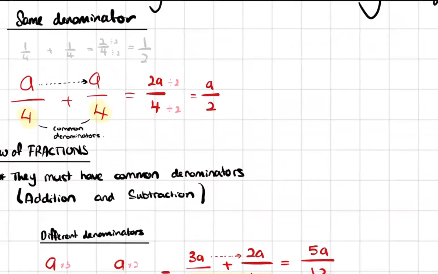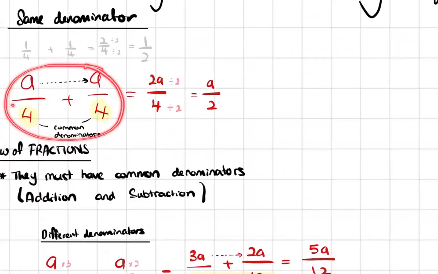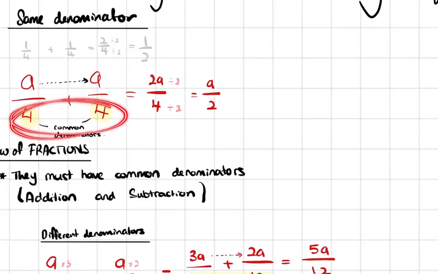For example, the question is a over 4 plus a over 4. They have a common denominator, so they behave exactly like how we do it for fractions. Let's imagine a is 1. So 1 over 4 plus 1 over 4. When you add them together, you get 2 over 4. Eventually, we will simplify it by dividing by the highest common factor, which is 2 here, and then we get a half.